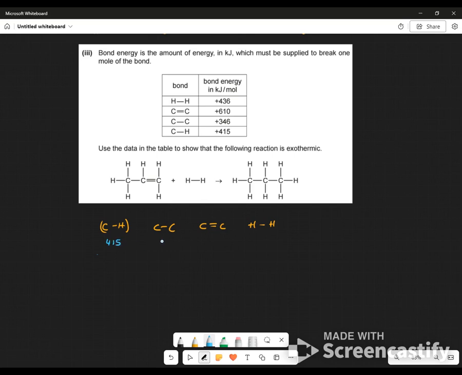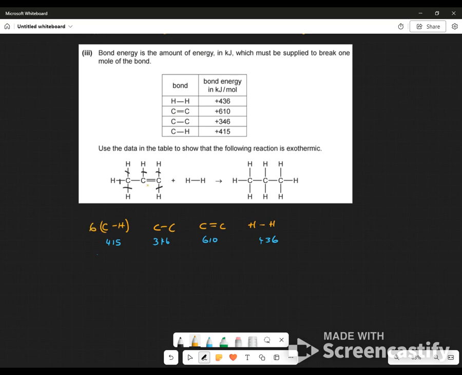To break a C-C, according to the table, is going to cost me 346. To break a C=C is going to cost me 610. And to break an H-H is going to cost me 436. Okay, according to the table. How many C-H bonds do I have to break though? Let's count. 1, 2, 3, 4, 5, 6. So I have to break 6 of those.